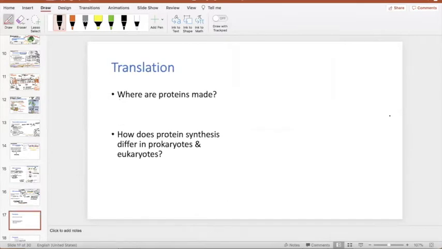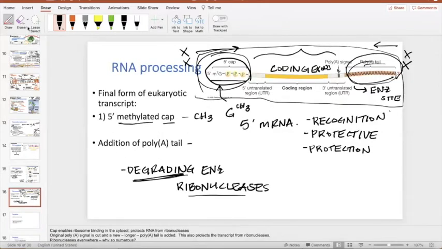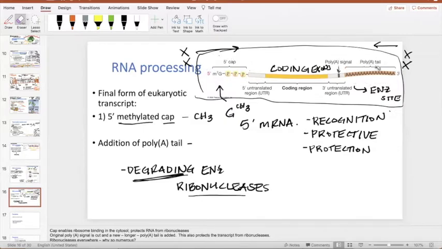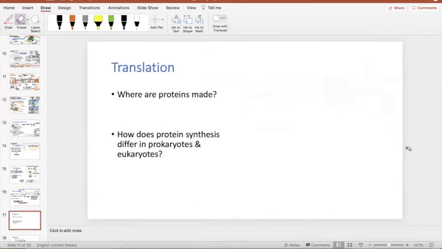Now, once we have a mature mRNA, so let me go back up here. This right here, this diagram that I've made very, very messy for y'all, represents a mature eukaryotic mRNA. This mRNA is ready to be translated into protein, okay? So that's our next step. We are now going to move away from this idea of transcription and move into this idea of translation.